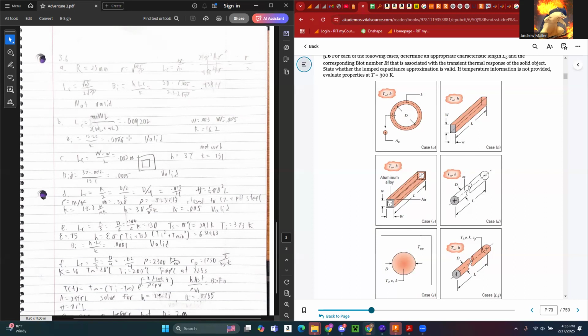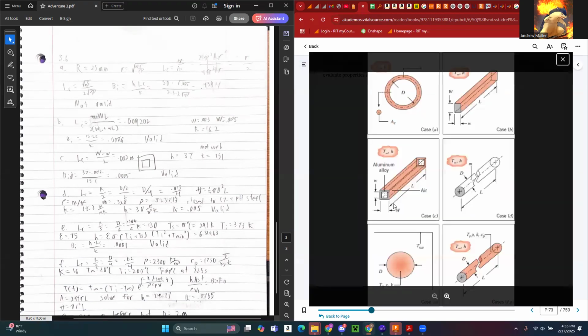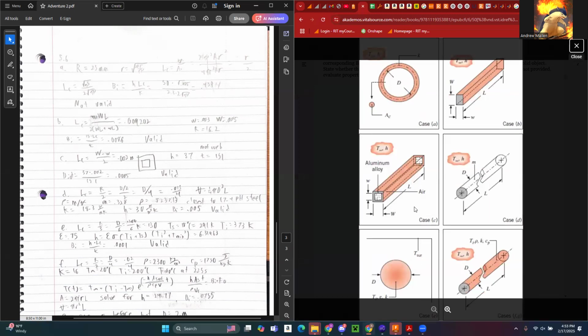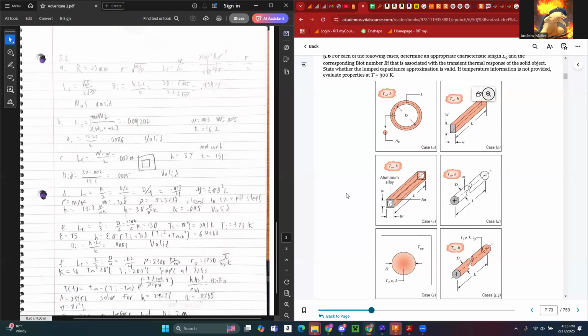In case C, we once again have a bar, but this time it has a hollowed out middle section. In this one, I believe that we are able to utilize the commonly accepted plane characteristic length, that being that in a plane, it's just going to be the thickness over 2, the thickness in this case being the thickness of the sides surrounding the empty tube, which is just going to be big W minus little w all over 2. This gives us a characteristic length of 0.002 meters or 2 millimeters.